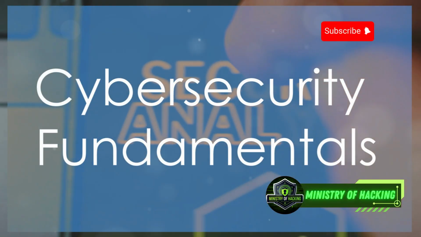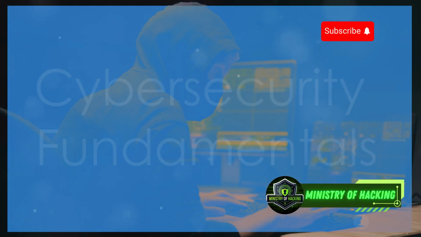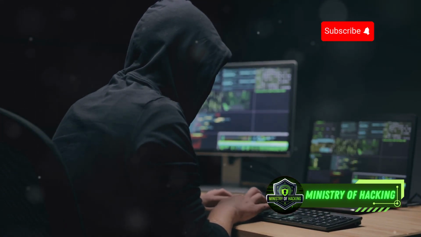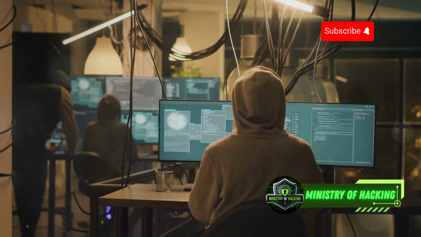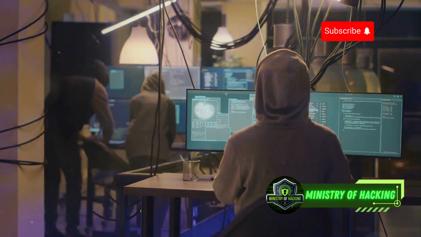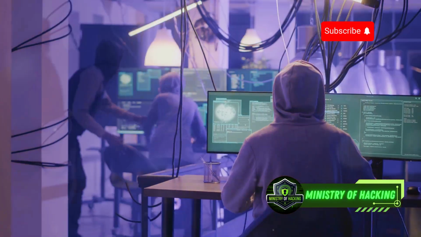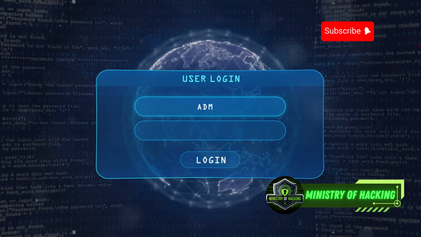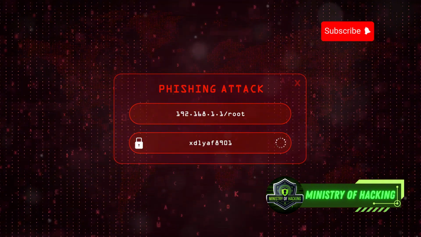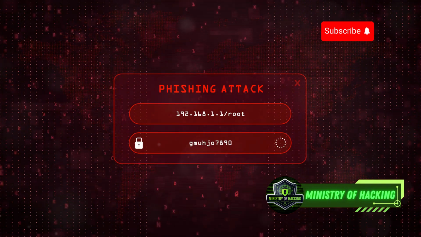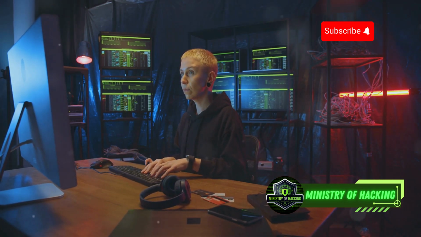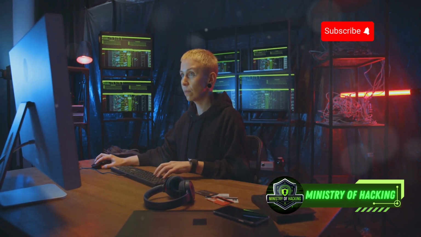Security is king, cybersecurity fundamentals. Now that you have a grasp of the technical aspects, it's time to delve into the heart of ethical hacking: cybersecurity. This field encompasses the principles, practices, and technologies designed to protect computer systems and networks from unauthorized access and attacks. You'll need to understand different types of threats, including malware, like viruses, worms, and trojans, phishing attacks, denial of service attacks, and social engineering techniques.